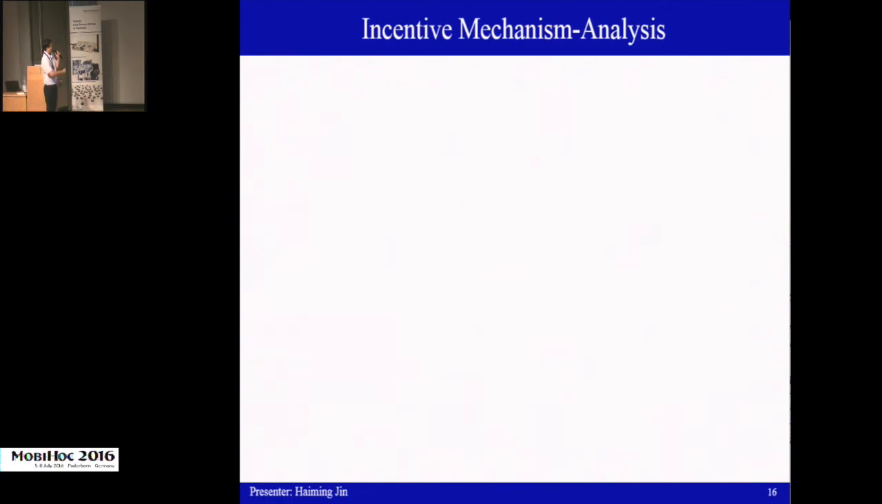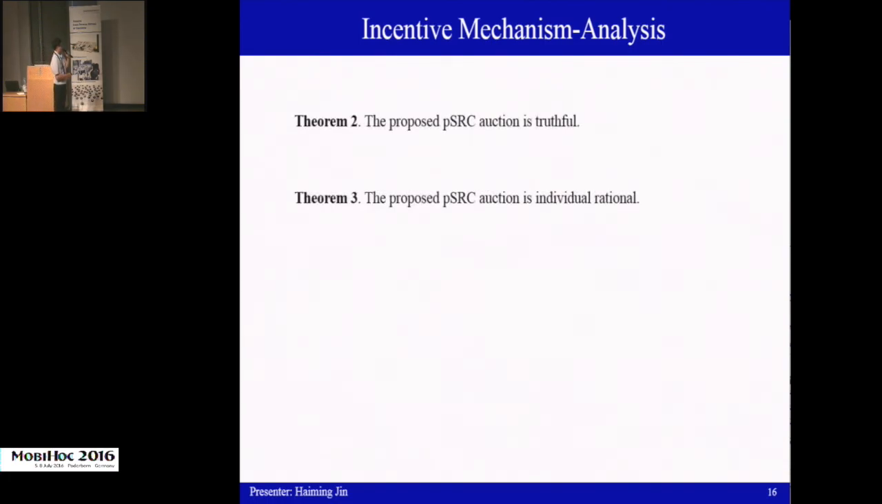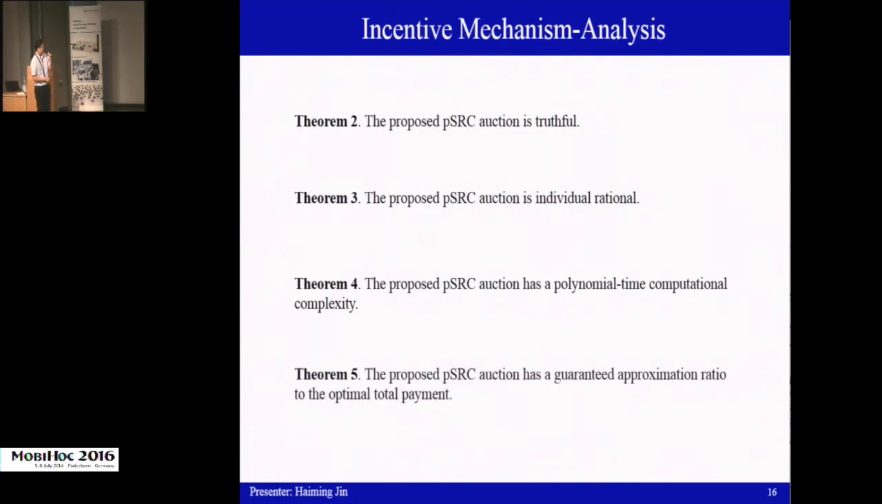So we'll also skip all the analysis and directly talk about some results about this incentive mechanism. Firstly, we proved that it's truthful and individually rational. It also has a polynomial time computational complexity, and it has a guaranteed approximation ratio to the optimal total payment.